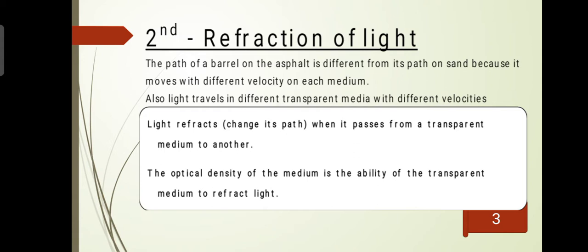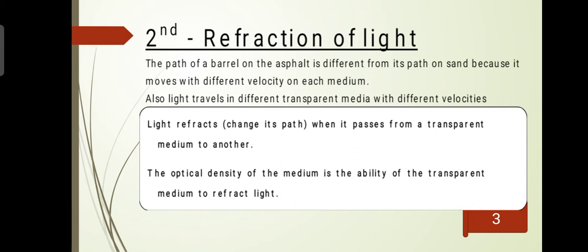Number two, refraction of light. The path of a car on asphalt is different from its passage on sand because it moves with a different velocity in each medium. And light refracts when it passes from one transparent medium to another transparent medium. And the optical density of the medium is the ability of the transparent medium to refract light.